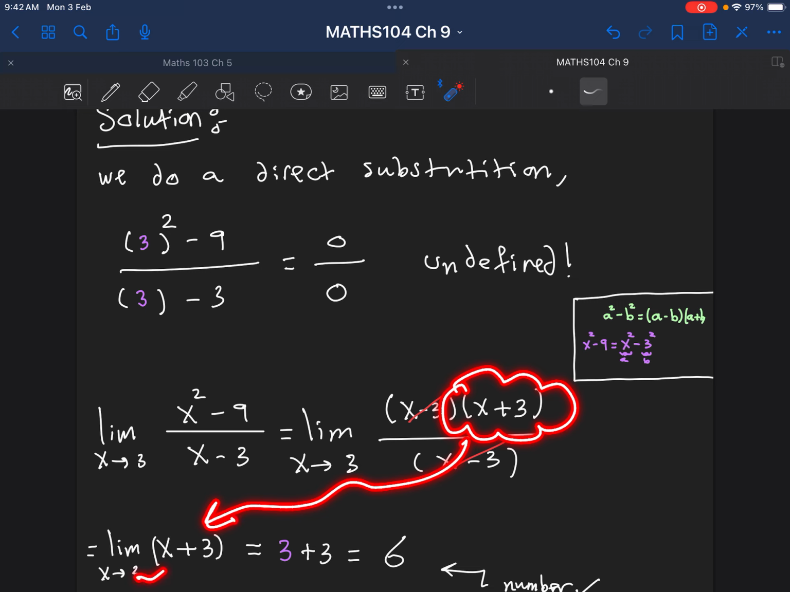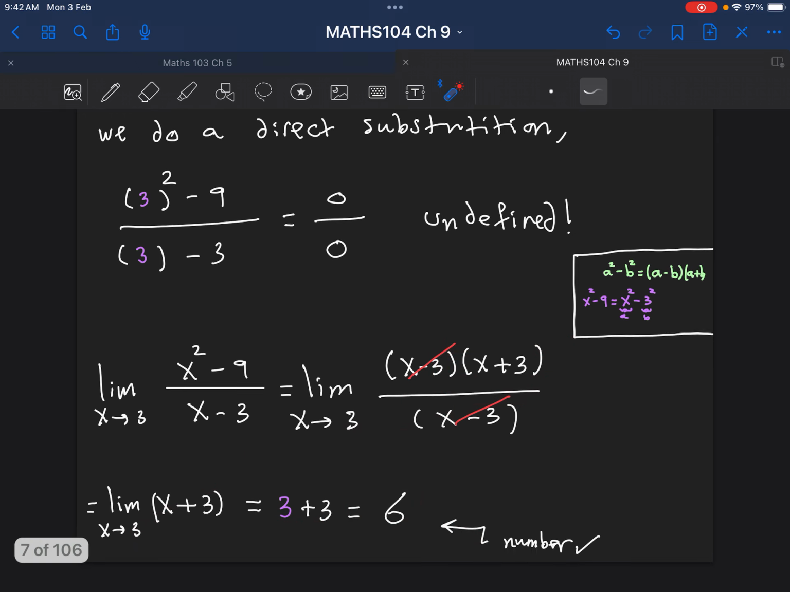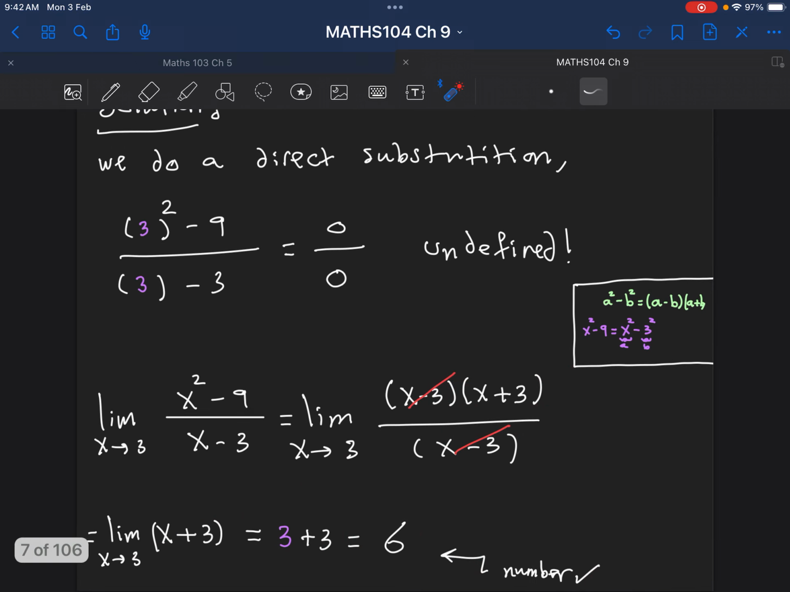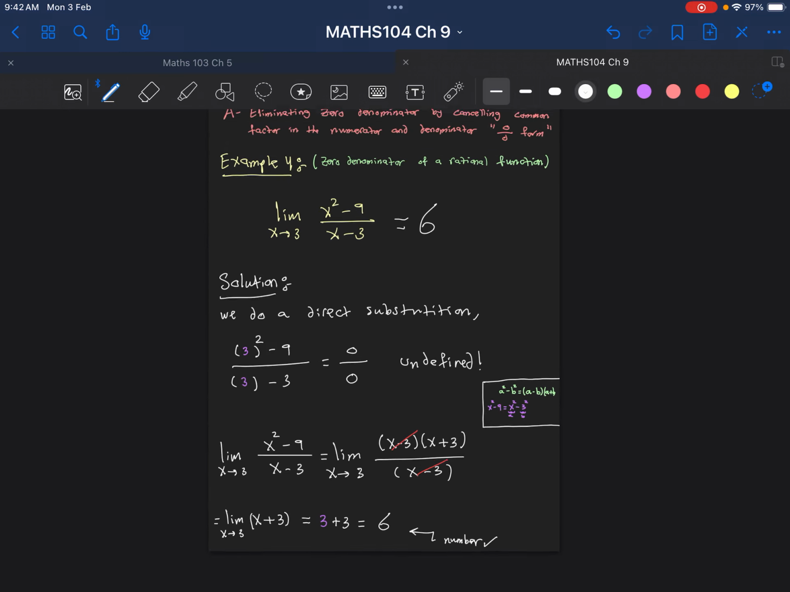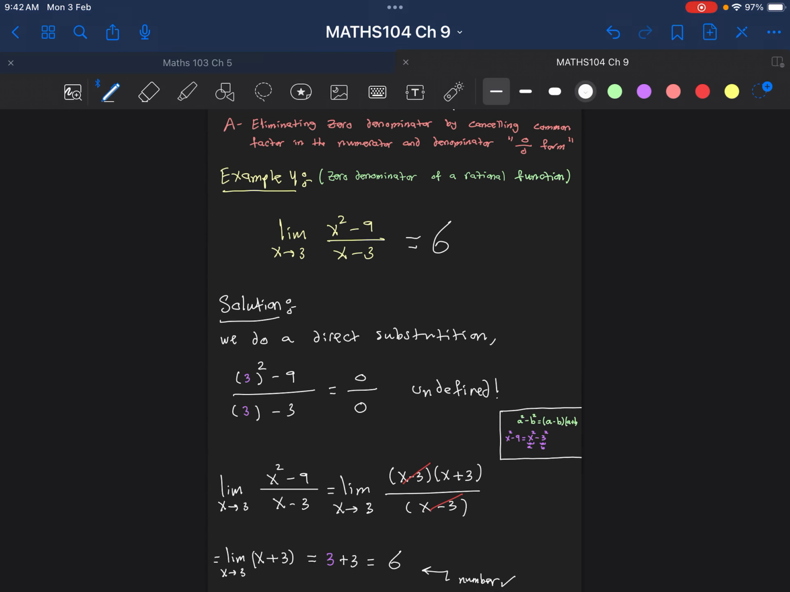Now, if we plug in 3 instead of x, we get 3 plus 3, and the answer is just 6. And 6 is a number, so we stop, and the final answer, if we just want to write it down here so you don't forget it, will be equal to 6. And that's the first example up here. Let's go to the next example.